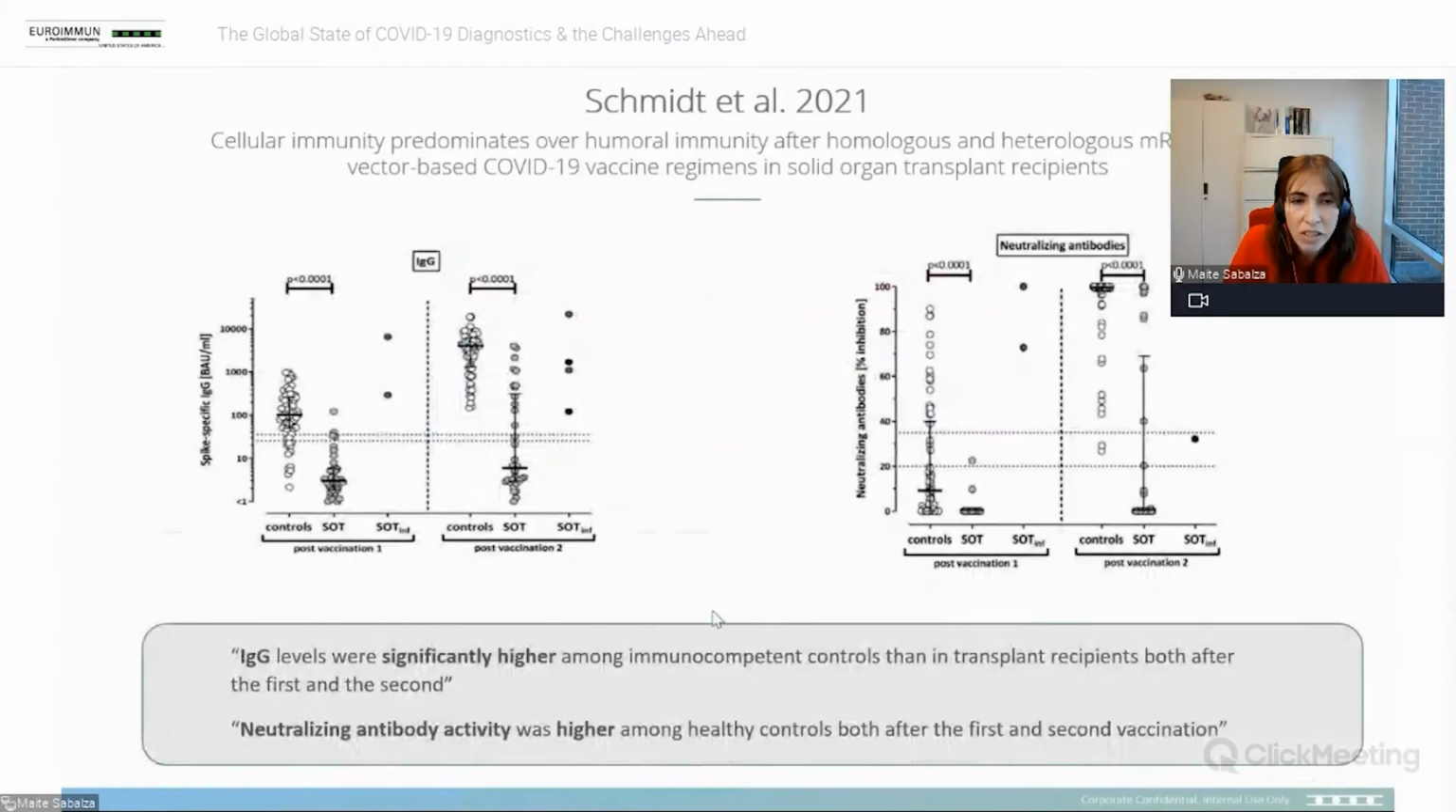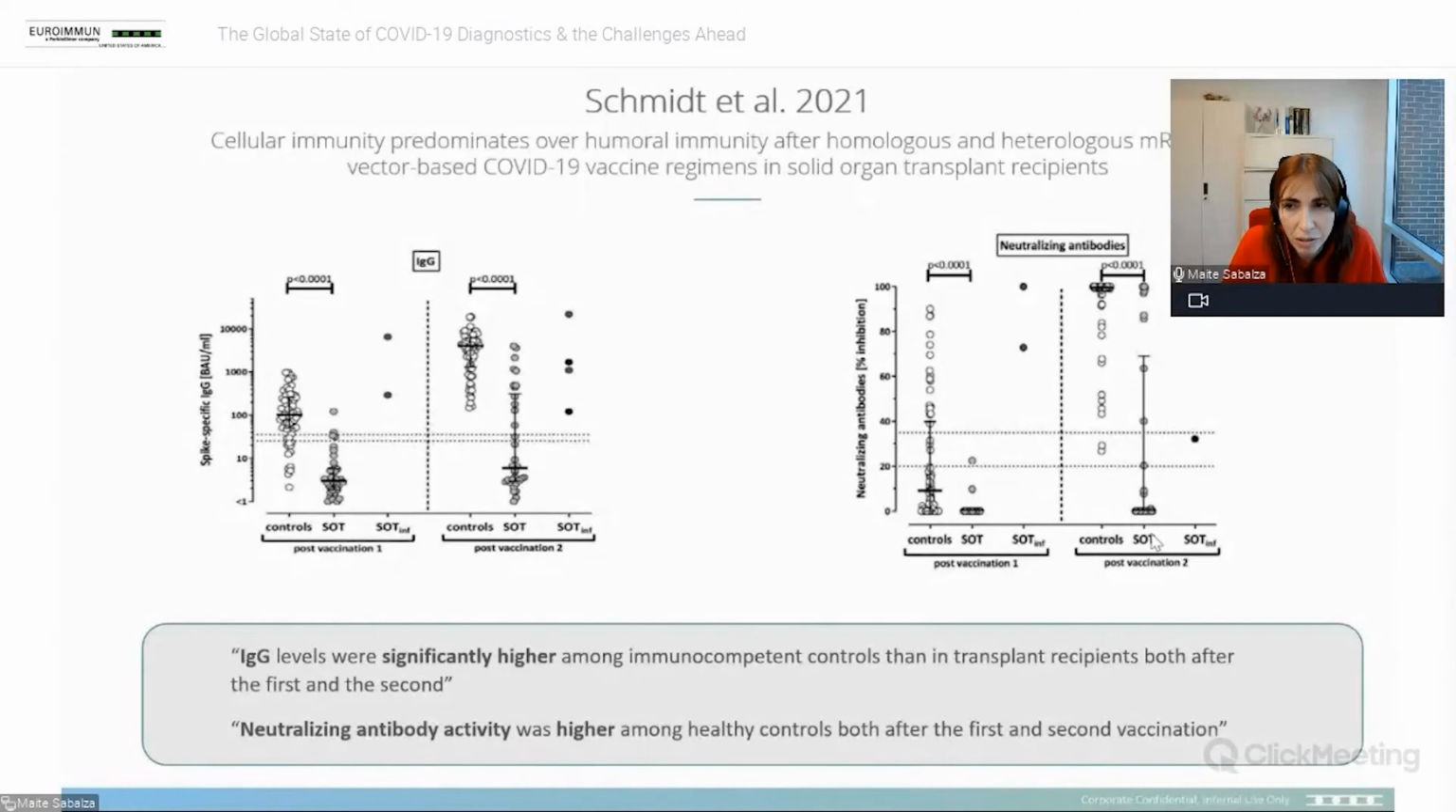So here we can see the results for the antibody concentrations, concentration for IgG reported as binding antibody units per ml, and the neutralization activity. We have results for after the first dose and after the second dose. And we have three groups: the control group, the solid organ transplant, and solid organ transplant that were infected. So we can see that the IgG levels were significantly higher among immunocompetent controls than in transplant patients after the first dose and after the second dose.